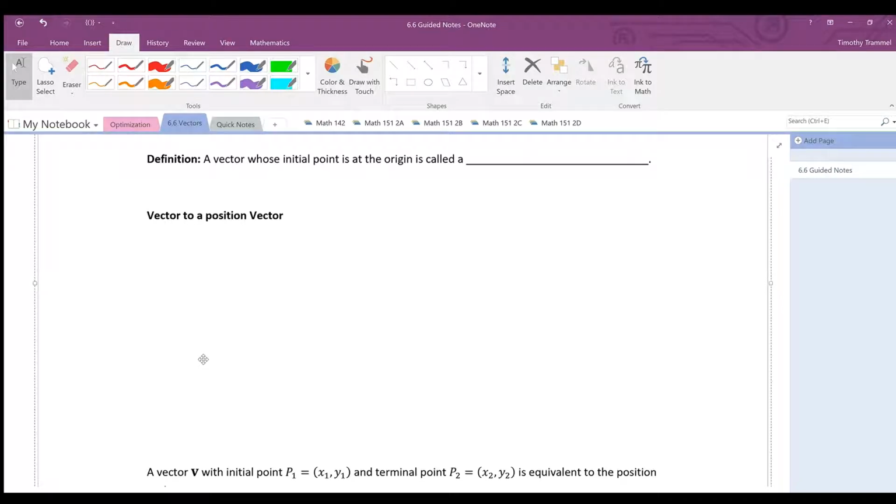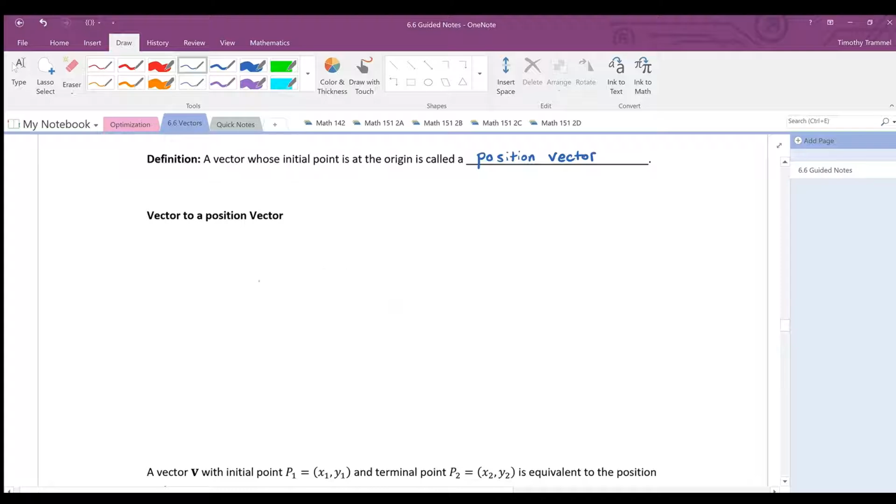We have a new definition here. A vector whose initial point is at the origin is called a position vector. So these vectors that we've been writing in terms of i and j are position vectors. Okay. And the next thing that we're going to do here is we have a vector that's actually not going to be a position vector, but we're going to try and make it one.